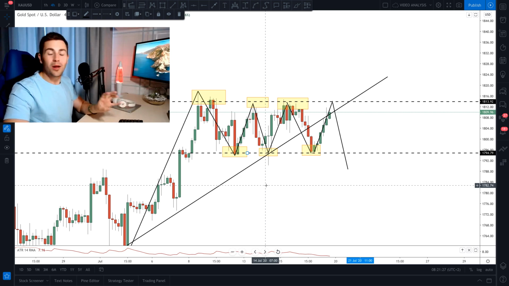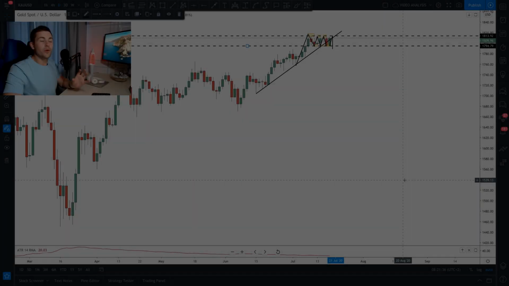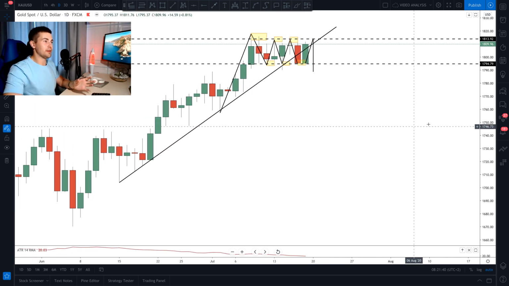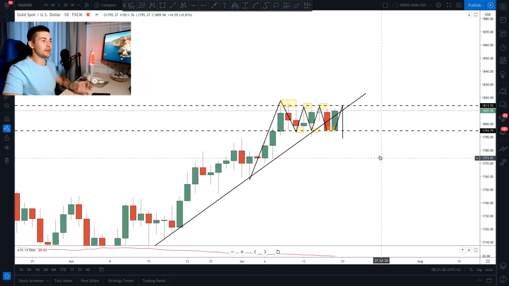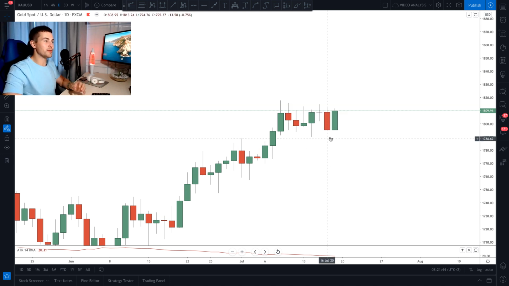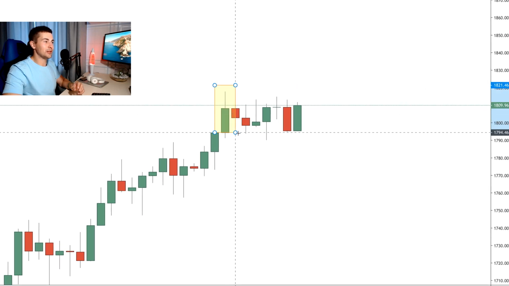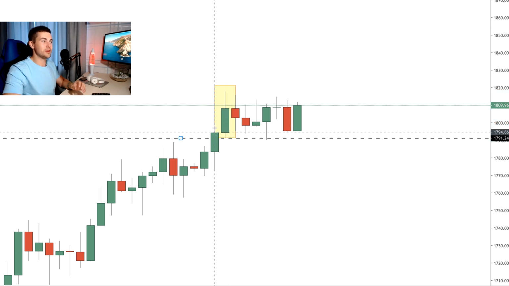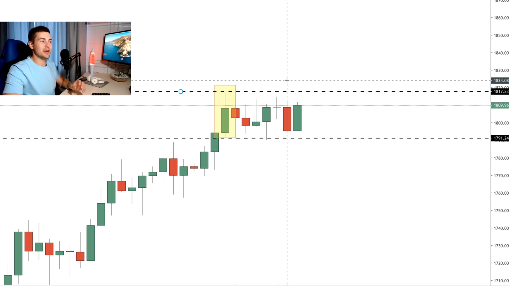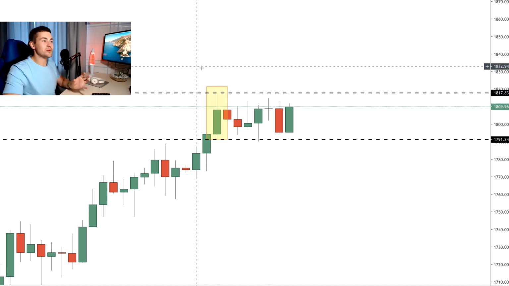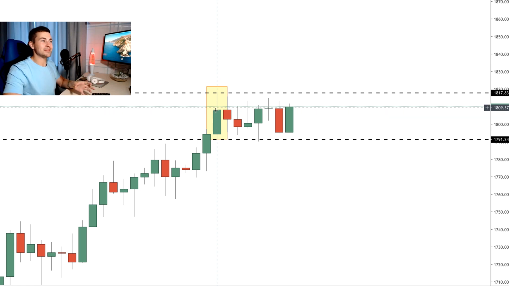And just one more thing on a daily to show you. With all that in mind, if we return to the daily time frame and just remove all the stuff, what I want to show you here is, just take a look at that candle, this last bullish candle. You can see that right now, here is the range of that candle. And what do you see? The market is trading within the range of that last bullish candle.